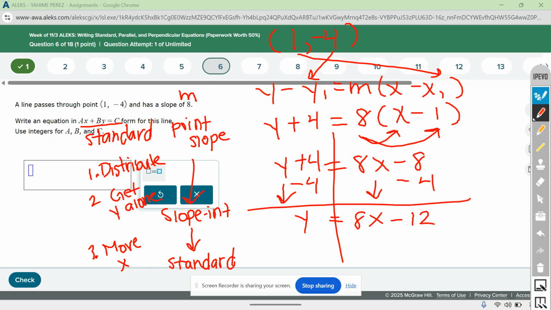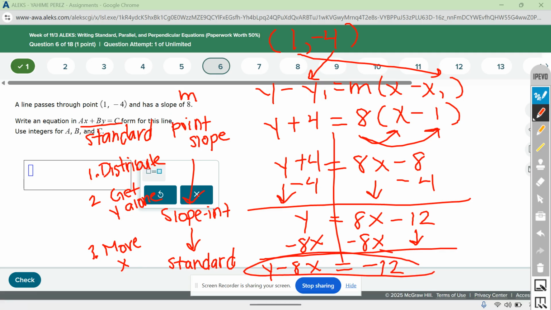And lastly, I want to move x by adding or subtracting 8x on the right to get rid of it. So in this case, I'm going to subtract. I'm going to do the inverse of 8x. I'm going to subtract 8x to both sides. Y and -8x aren't actually like terms, so we can't actually subtract them, but we can put them next to each other. And yep, that's our final answer.